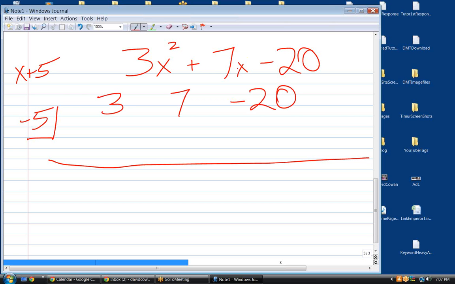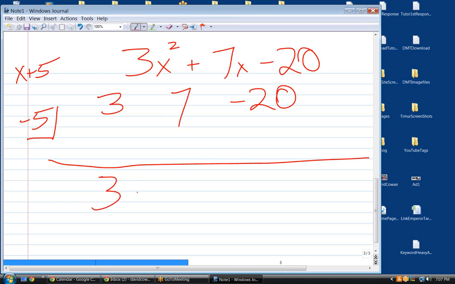And if you're missing a degree of the polynomial, you have to use a dummy placeholder with a 0. In other words, if it was 3x squared minus 20, then I would set it up exactly like this, only I would have to have a 0 there.